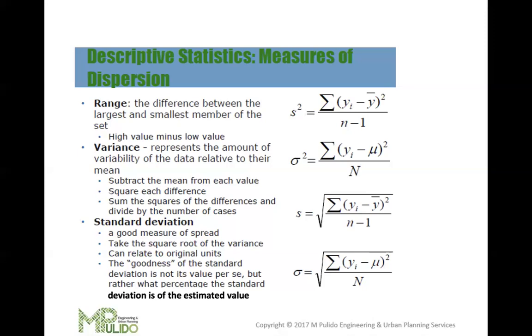Example, when you try to get income range, in a data set of incomes, if the highest monthly income is 100,000 and the lowest is 20,000, what's the range, anyone? 120.